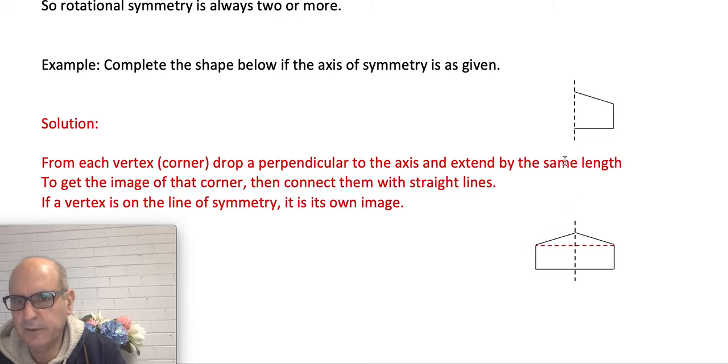And then you connect this point on the axis and this point that you got as the image of this with a straight line. That will be the image of this. And that completes your shape. So the full shape is this. If they give us half of the shape with the axis of symmetry, that is how we complete the shape. Thank you for your attention.